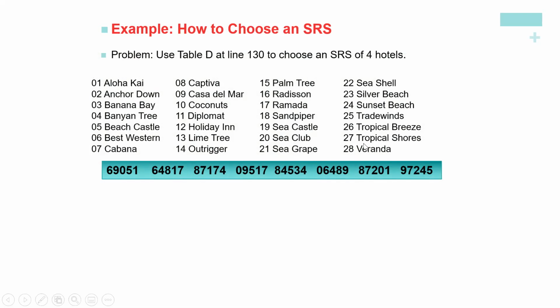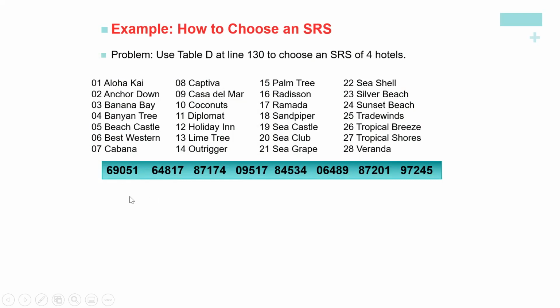So we're going to number the hotels, and this is representative of a random digit line, okay? Since our population of hotels is 28 and we're choosing 4 hotels from 28, 28 is a 2-digit number, okay? So I need to group the numbers in the random digit table by 2 digits. Why am I choosing 2 digits? I'm choosing 2 digits because my maximum number that I labeled for the hotel is a 2-digit number, okay?